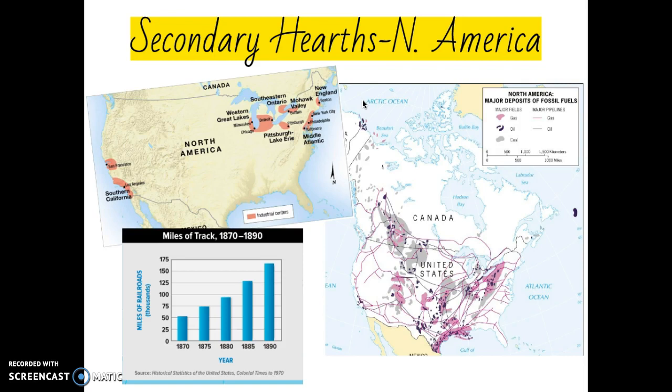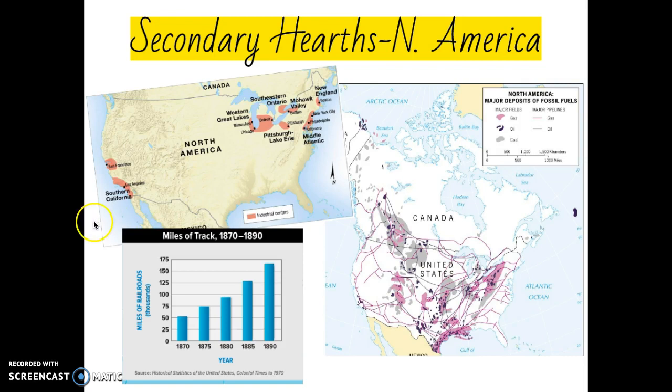So in the United States, you can see from this map right here up into Canada, there are major deposits of fossil fuels such as natural gas, oil, and coal, right? So these are necessary ingredients for industry. Also, the United States could import resources from its colonies as well. We also see vast transportation networks in the United States and Canada. So things like canals, rivers, and lakes that were then connected with railroad on land.